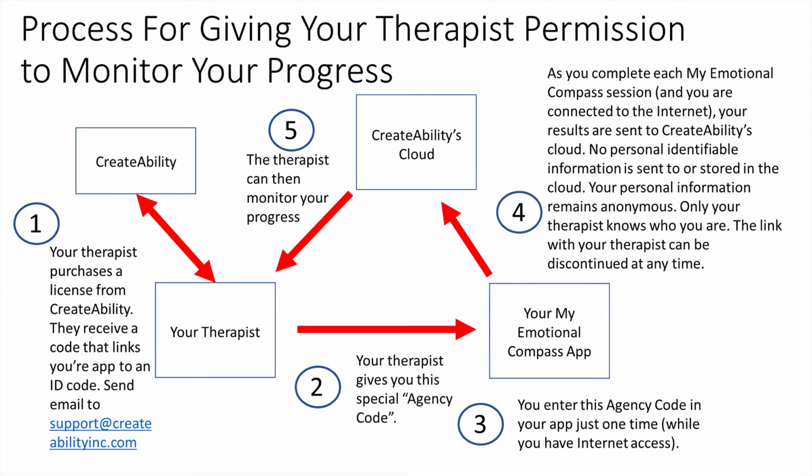If you would like to give your therapist permission to monitor your progress, the process is as follows. Your therapist will purchase a license from Creatability. They'll receive a code that links your app to an ID code. Your therapist will then give you this special agency code. You'll have to enter this agency code in the app one time, and as you complete each My Emotional Compass session, your results are sent to Creatability's cloud.